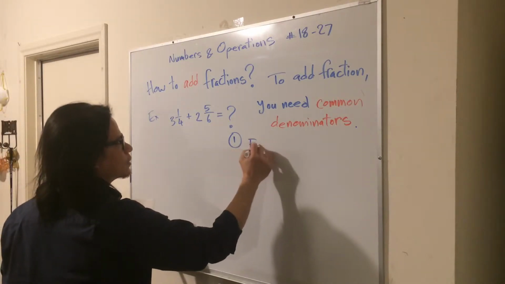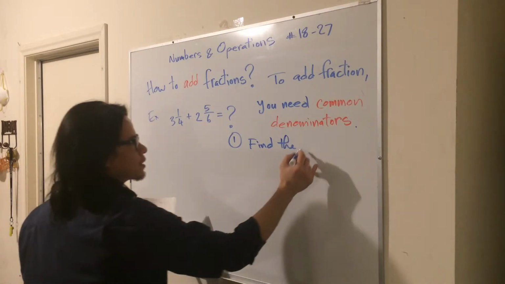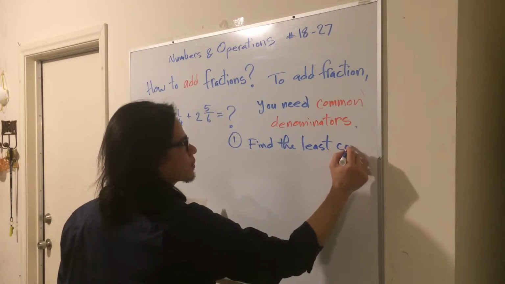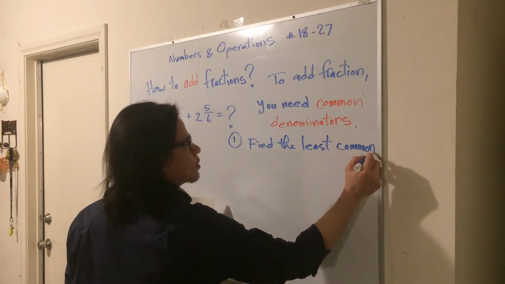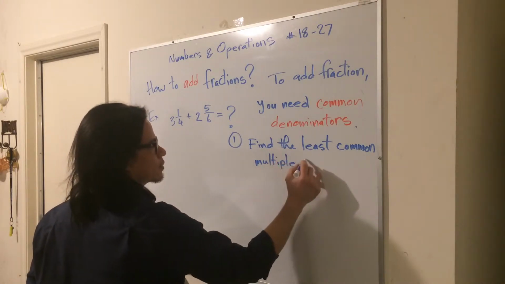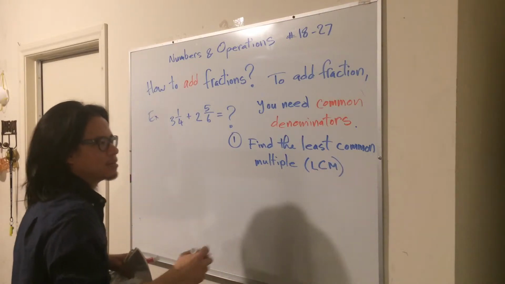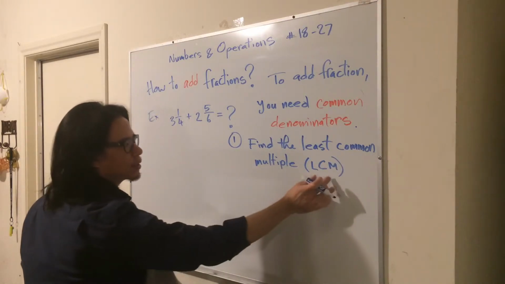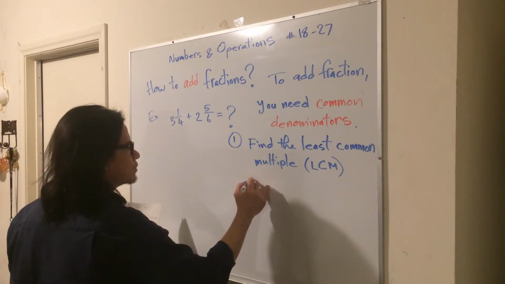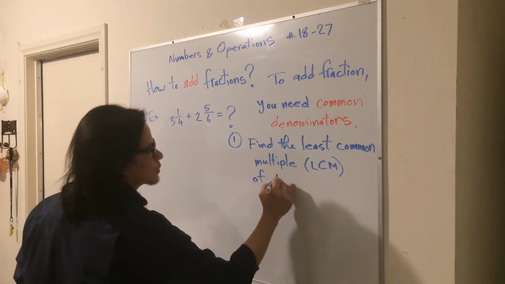So find the least common multiple. Some people call this the LCM. We're lazy to write, so we write everything shorthand. Let's find the LCM of 4 and 6.